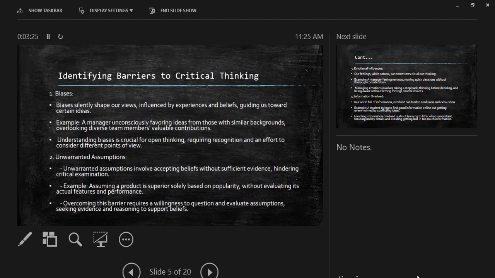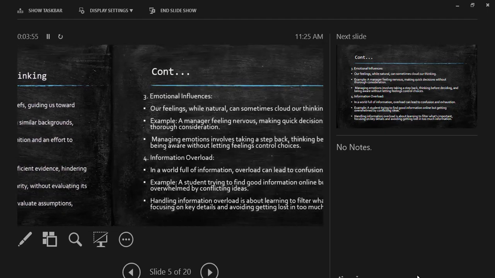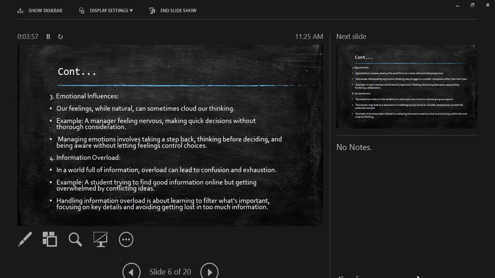The second barrier is unwarranted assumptions. Unwarranted assumption involves accepting beliefs without sufficient evidence, hindering our critical examination. For example, accepting ideas because they are popular, or assuming a product is superior solely based on its popularity without evaluating its actual features and performance. Overcoming this barrier requires a willingness to question and evaluate assumptions, seeking evidence and reasoning to support our beliefs.